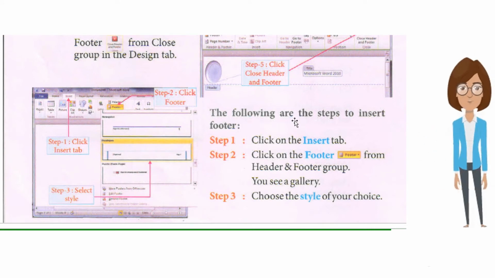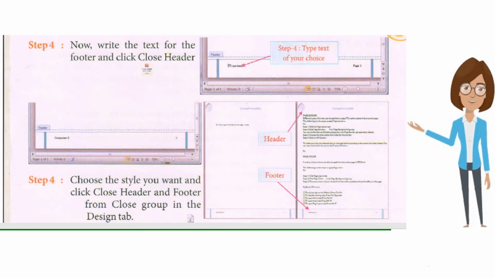The following are the steps to insert footer. Step 1. Click insert tab. Step 2, click footer. Step 3, select style. Step 4, type text of your choice. Header, footer.